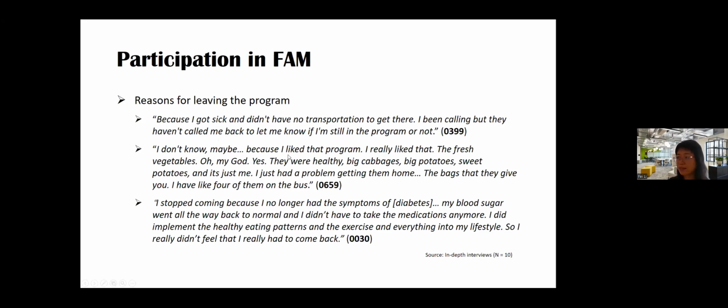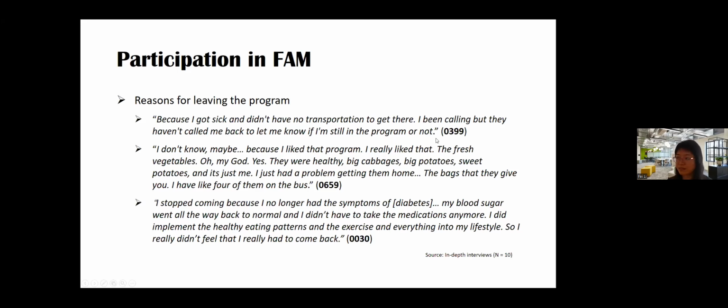Then we asked why they left Food as Medicine, for those who did not stay in the program for the full 4 episodes or 12 months. So the first 2 answers here involve transportation to some extent. We do sense that transportation can still be a serious barrier to both healthcare and programs like Food as Medicine.